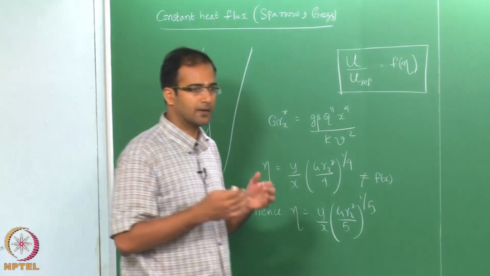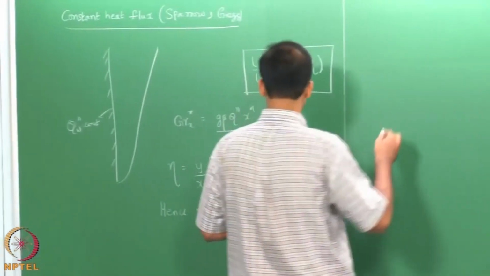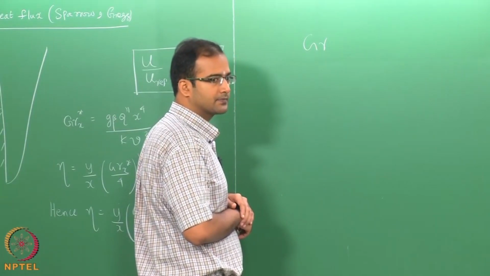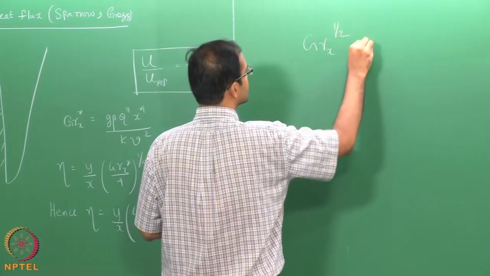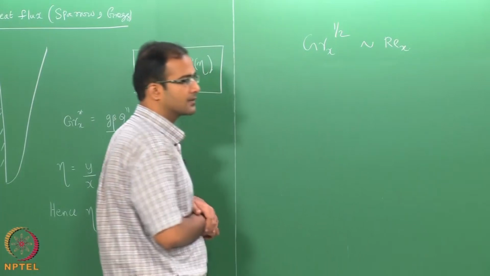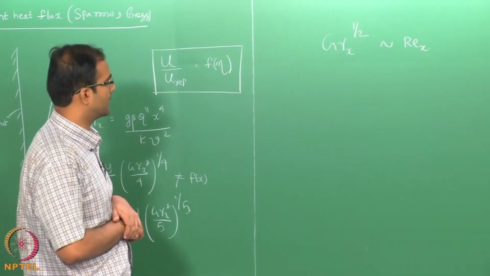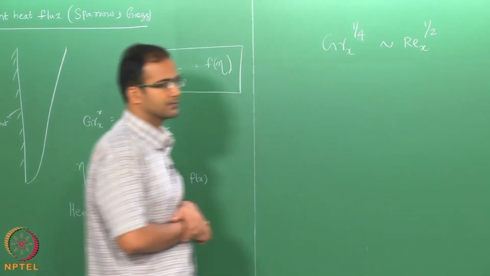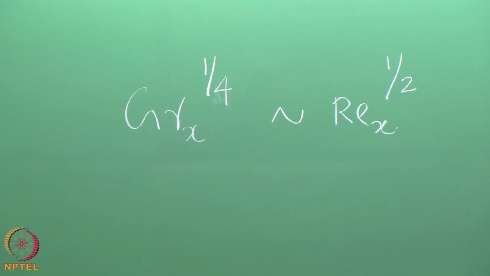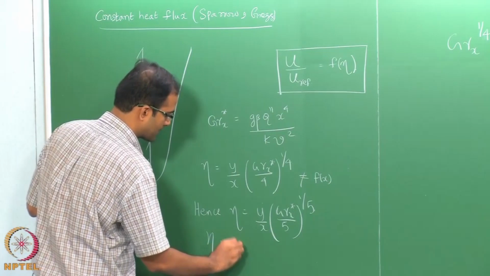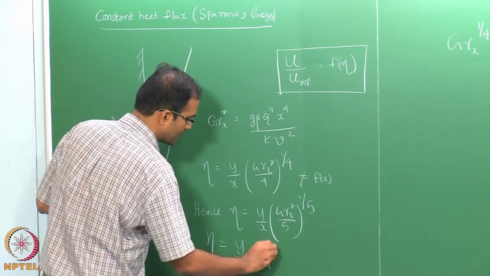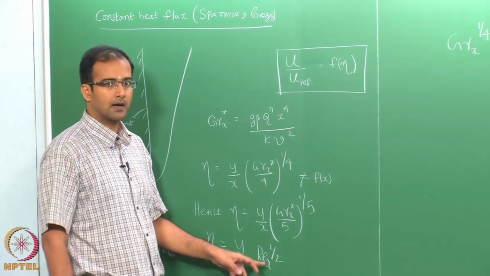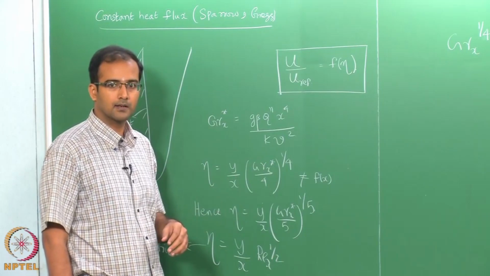This is the same way that we did for the constant wall temperature case. There we equated the order of the Grashof number and Reynolds number. The Grashof number to the power half is of the same order as Reynolds number, correct. So Reynolds number to the power 1/2 corresponds to Grashof number to the power 1/4. Wherever we had the similarity variable in the original Blasius equation, if you remember, it was y by x times Rex to the power half. This is your Blasius similarity variable. We replaced Rex to the power half with Grashof number to the power 1/4 here. That is how Polhausen started.